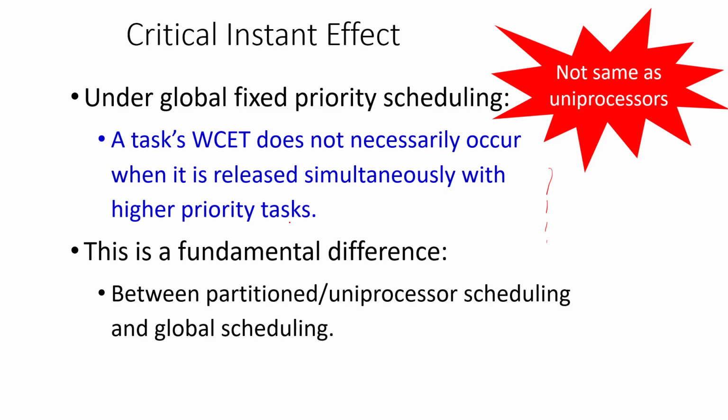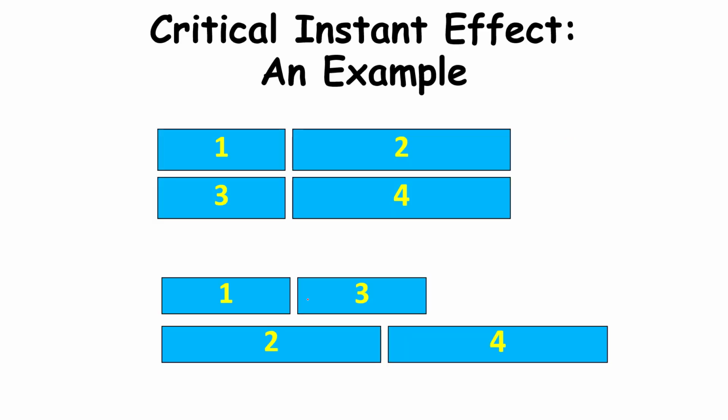So in this case, the worst case is definitely not, well, not definitely not, but you can't say with the same guarantee, that the worst case is the instance where everything is released at the same time. There could be other worst cases as well where the tasks have a phase. So this is the fundamental difference between uniprocessor scheduling and global scheduling.